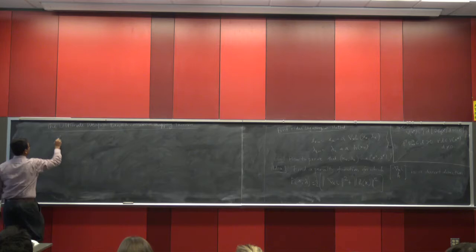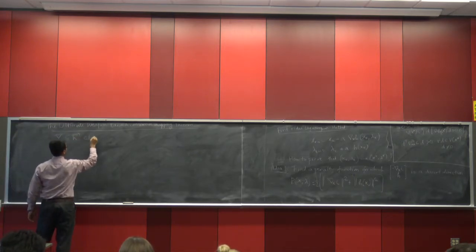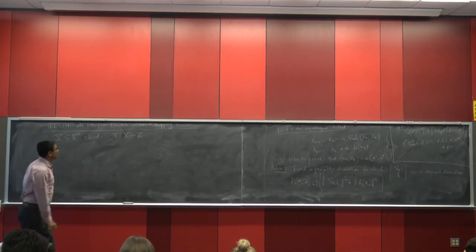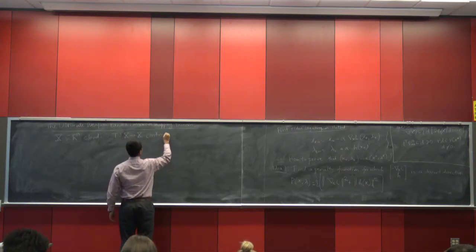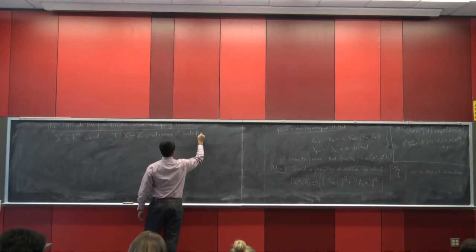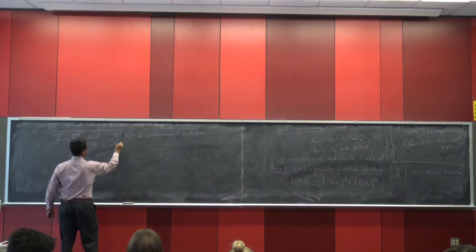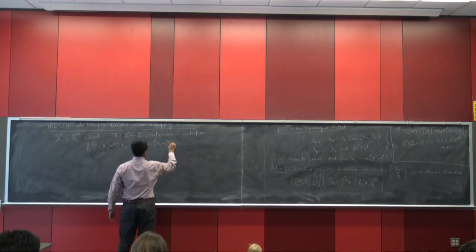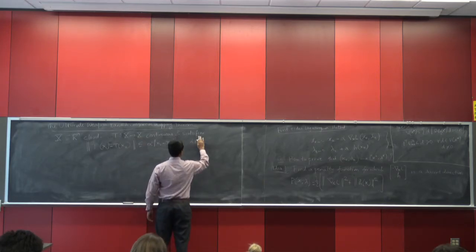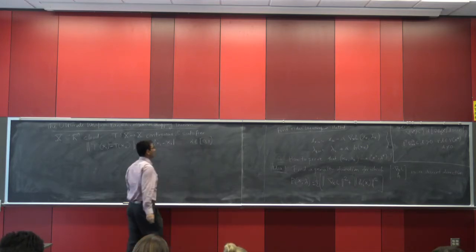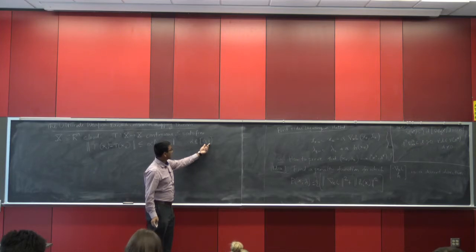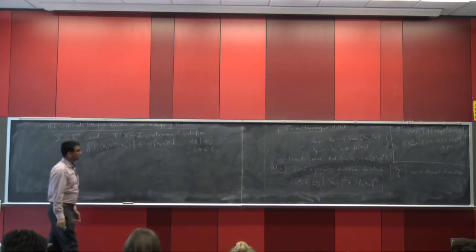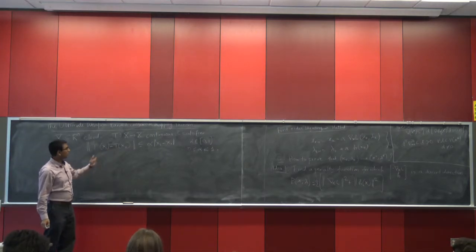Okay, so what's the setting? I have X, which is a closed subset of Rn. I have T, which maps X to X. It's continuous and satisfies the following condition: norm of T(x1) minus T(x2) is less than or equal to alpha times norm of x1 minus x2. And alpha is in [0, 1), so it has to be strictly less than 1, and it can be greater than or equal to 0. So 0 less than or equal to alpha, strictly less than 1. Then T is known as a contraction map.